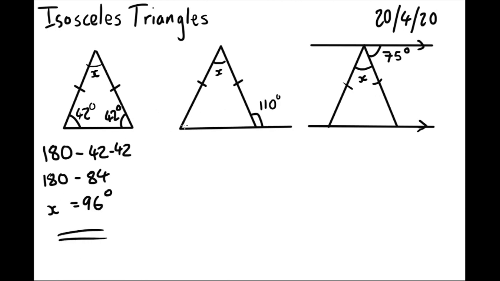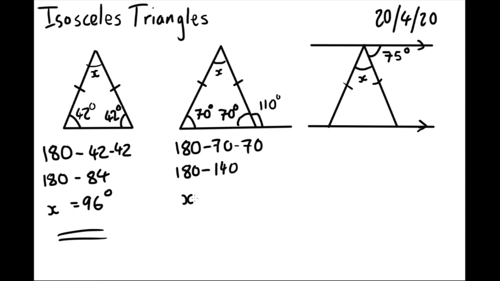Okay, question 2. We have an angle here of 110 degrees. This is on a straight line, so this angle here must be 70 degrees. If that one's 70, then because it's an isosceles triangle, this one is also 70. So to work out x, I again do 180 minus 70 minus 70, which is 180 minus 140, which gives me an answer of x equals 40 degrees.